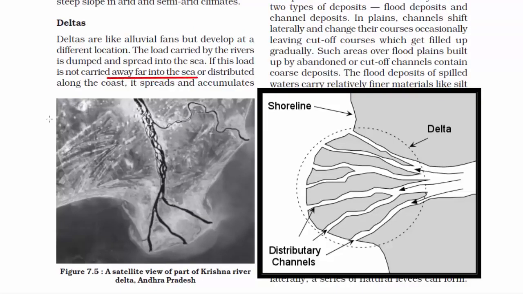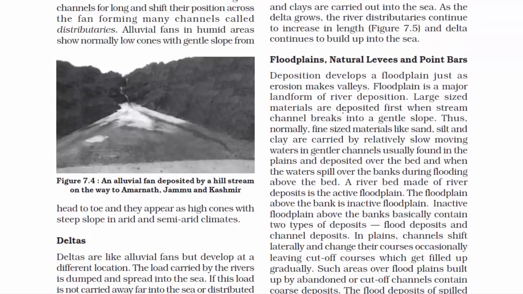Due to the stillness or slow movement, the sediment starts to deposit. As a result, deltas are formed. The third type of depositional landform is floodplains, natural levees, and point bars. Now, what is the meaning of the word floodplain?